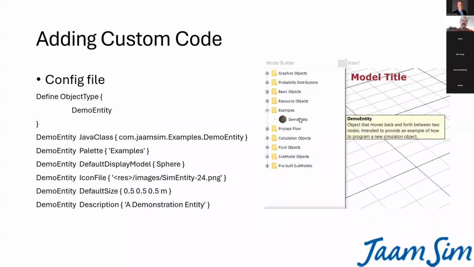Once you've defined a new Java class representing your entity, hooking it up to the drag and drop menu is defined in a config file that you can load. You define an object type, which generally represents a type of entity that you can drag and drop. You say what the Java class name was, and this is the one piece in there where it will not find that Java class name unless the Java virtual machine running it can find your code.